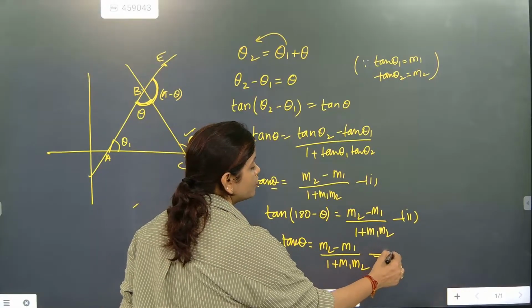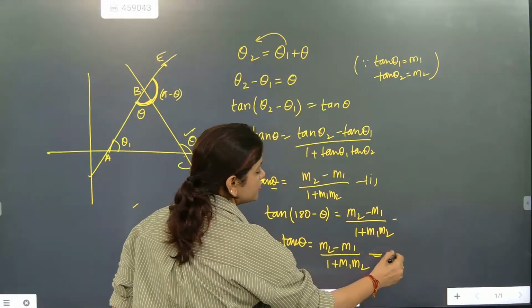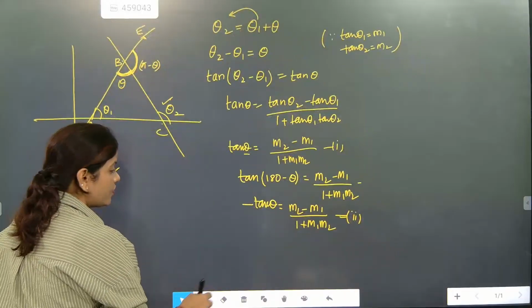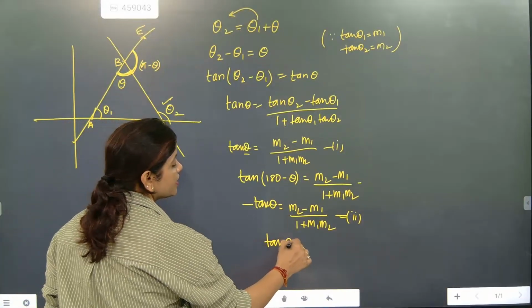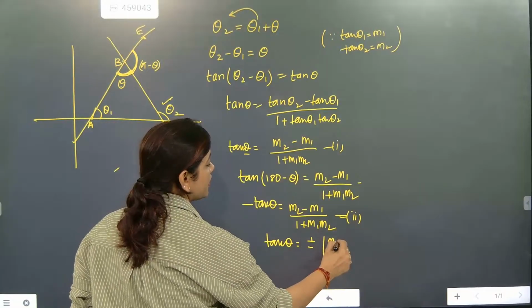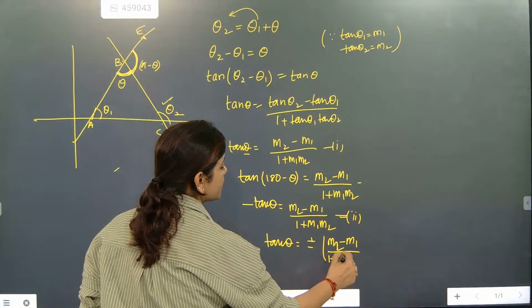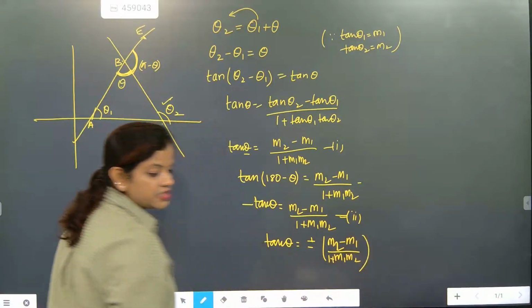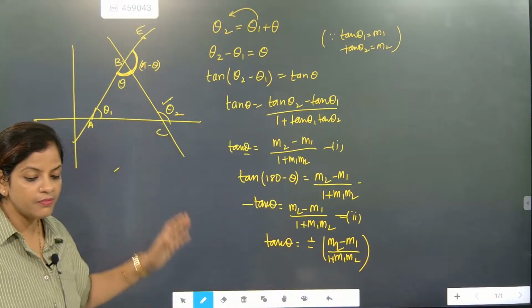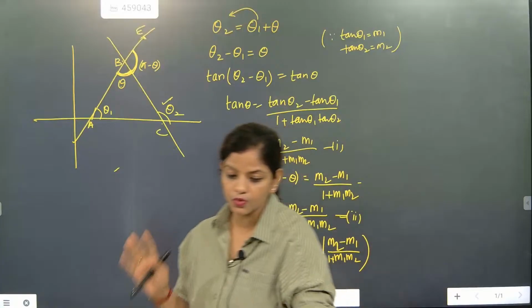So from both equation 1 and equation 2, we can conclude that tan theta can be equal to plus minus m2 minus m1 by 1 plus m1 into m2. Both procedures are possible, so it can give you plus or minus both. That's the most important thing.